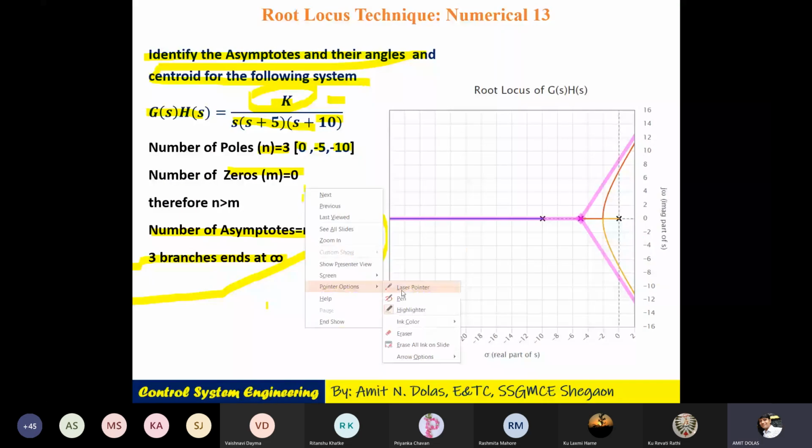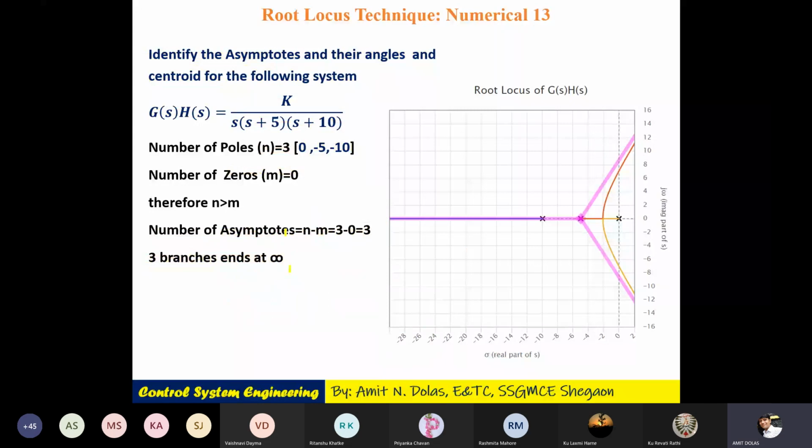So total three branches will be terminated towards infinity, and of course there will be three asymptotes. Number of poles minus zeros will be equal to 3. Thereby, these are the pole locations: S is equal to 0 here, S is equal to minus 5 here, and S is equal to minus 10 here. So these are the three poles. Then the asymptotes we identified, the number is 3.